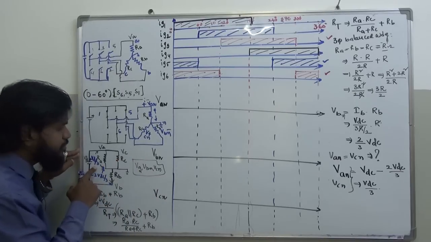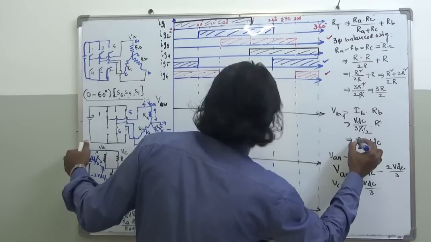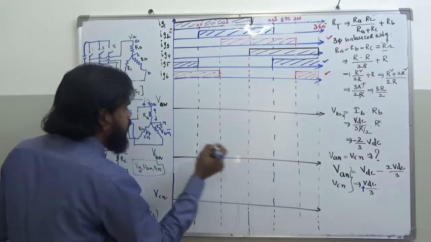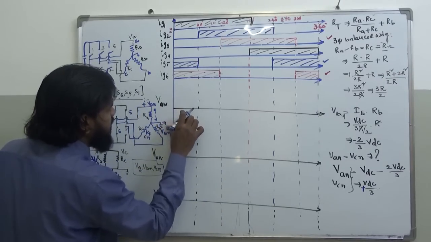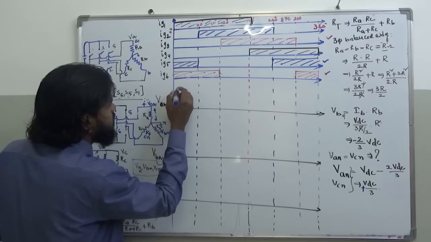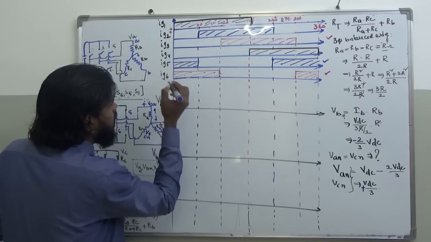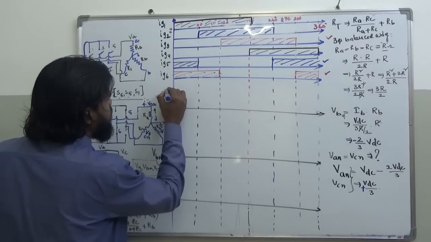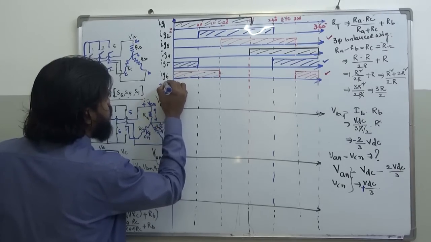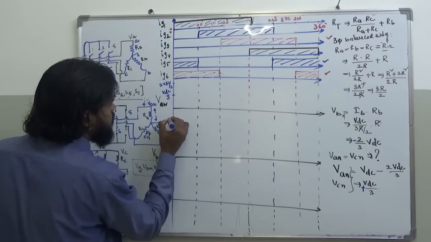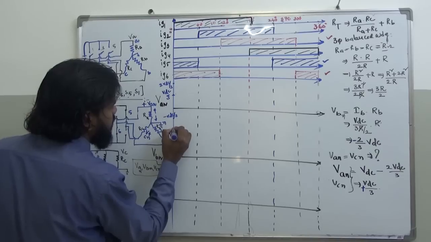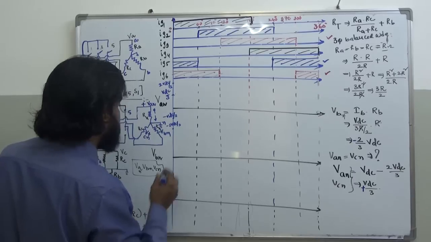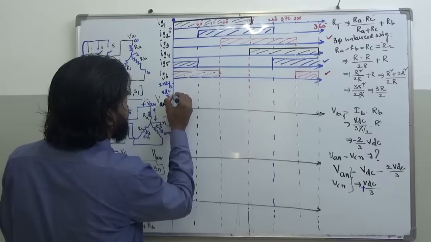So positive VDC. I'll indicate here also. So this is positive, this is negative, this is positive. So positive VDC by 3. Let me indicate the values here. This is VDC by 3. I don't have space here, that's fine. So VDC by 3, and this is 2 VDC by 3, and here this is minus VDC by 3, and this is minus 2 VDC by 3. So this is plus VDC by 3.